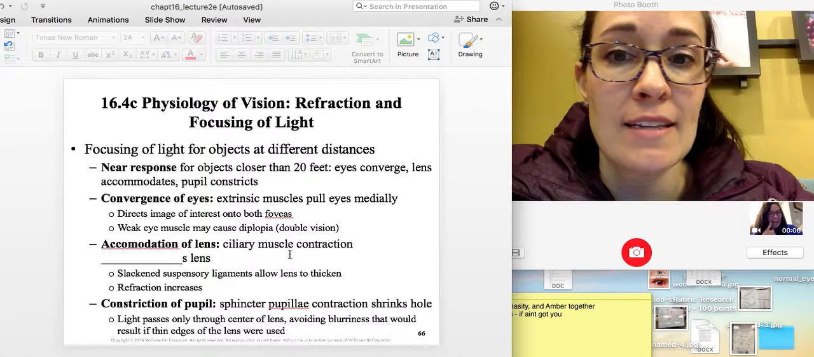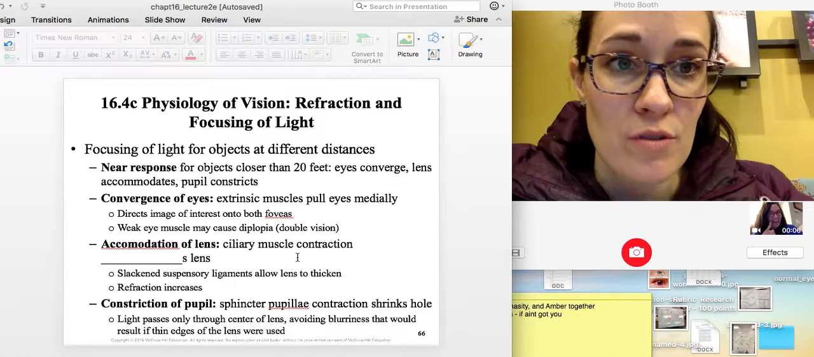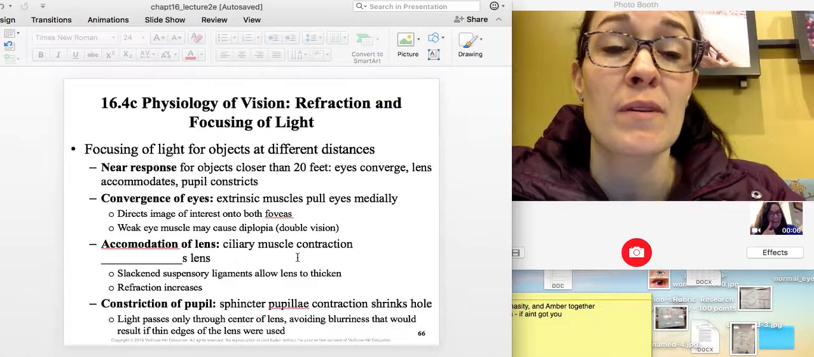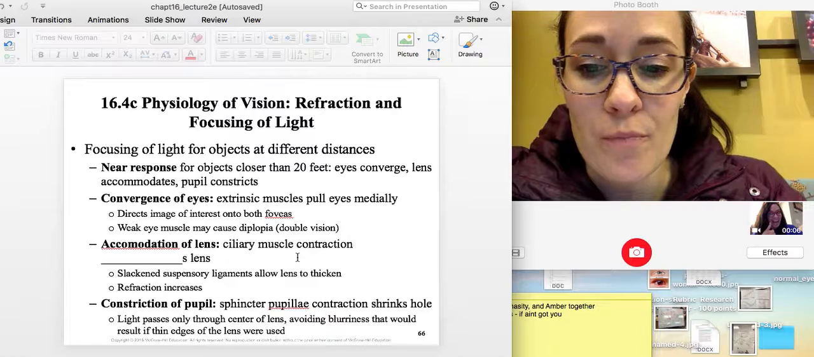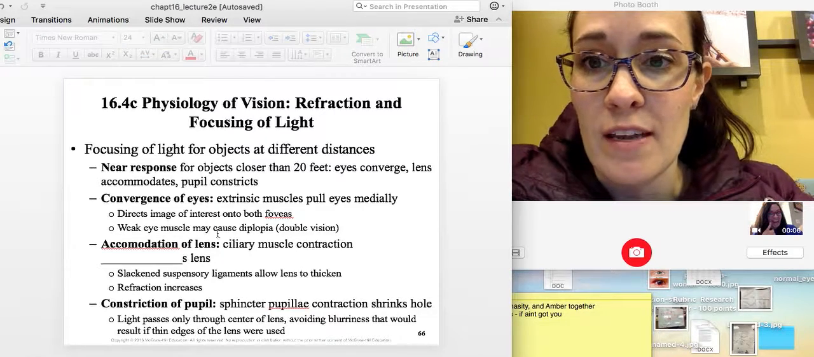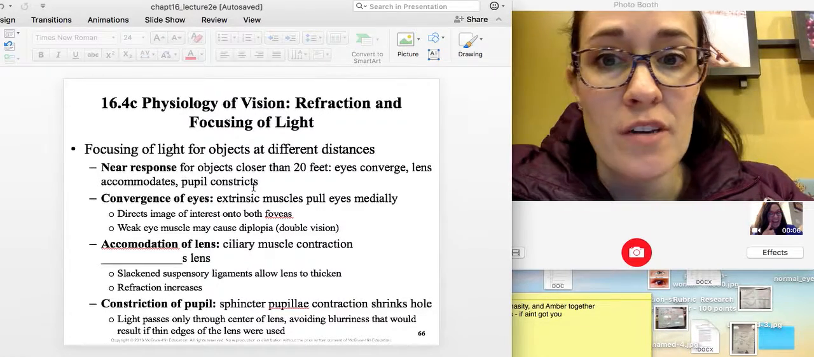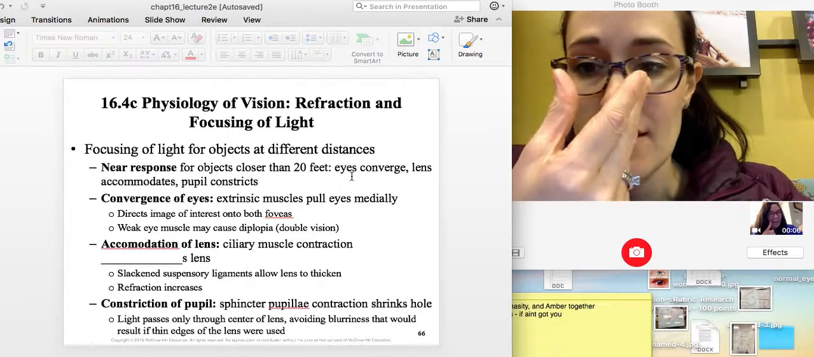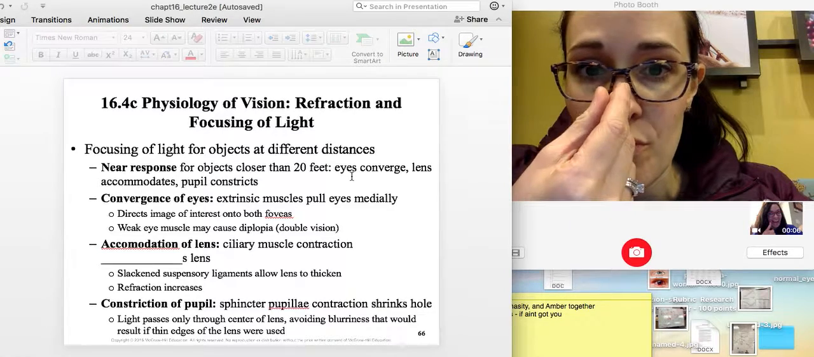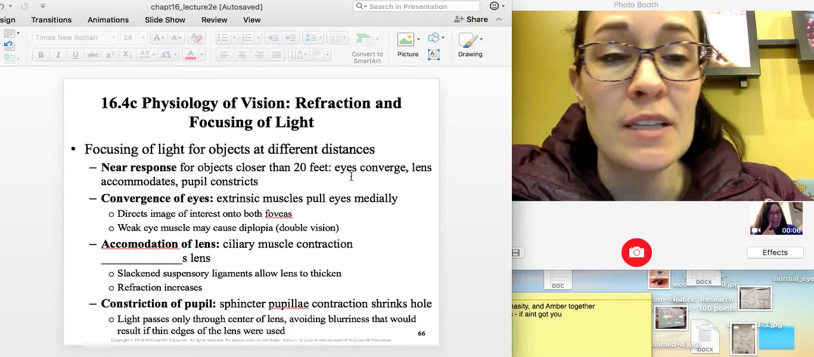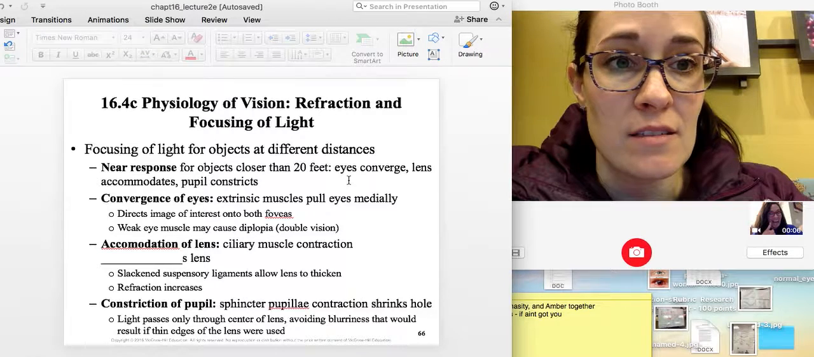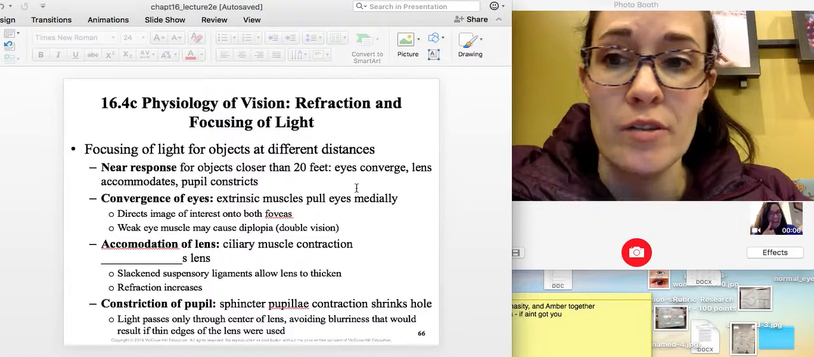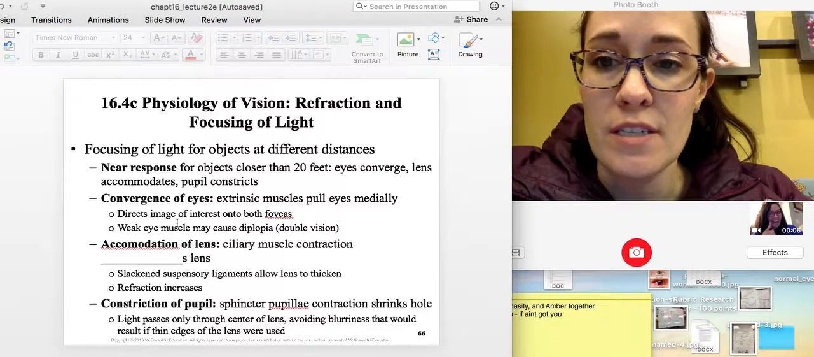When you're looking at something close to your eyes, a few things are going to be different than looking at something far away. When you get close to something, less than 20 feet, that's called the near response. These three things happen: your eyes converge, meaning both eyeballs move medially; the lens accommodates, meaning it gets thicker; and the pupil gets smaller, it constricts.